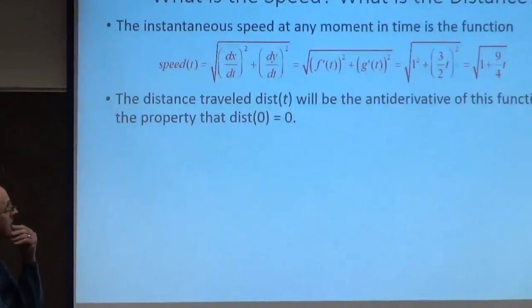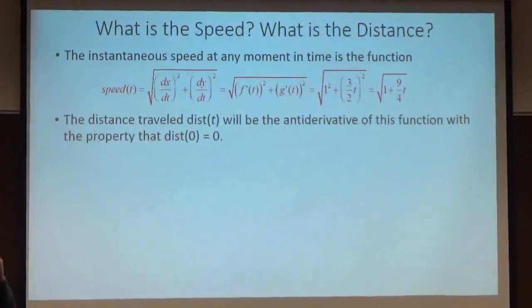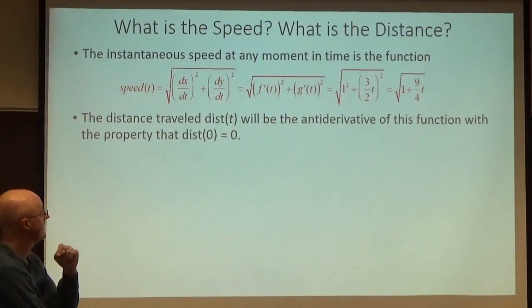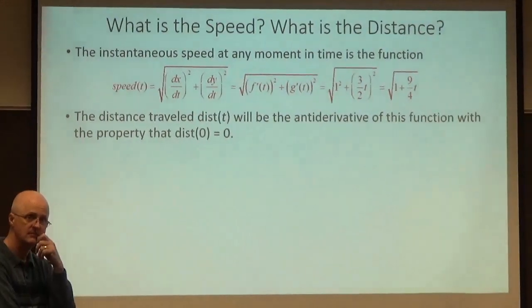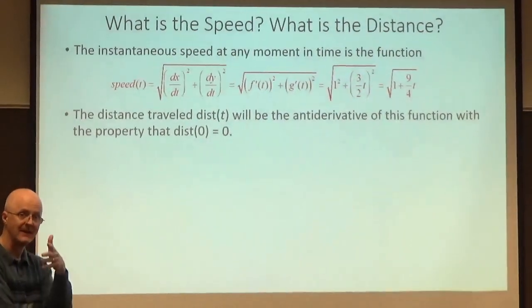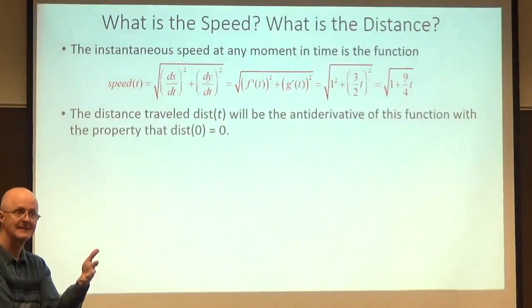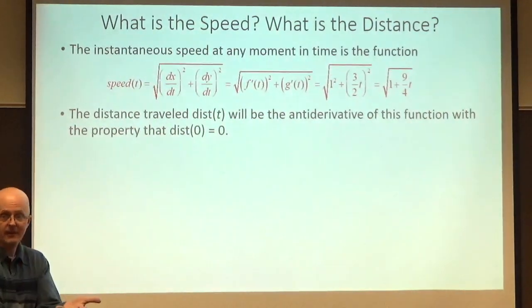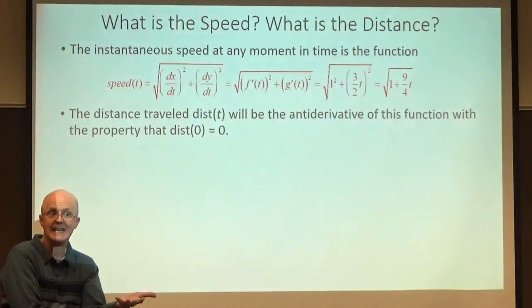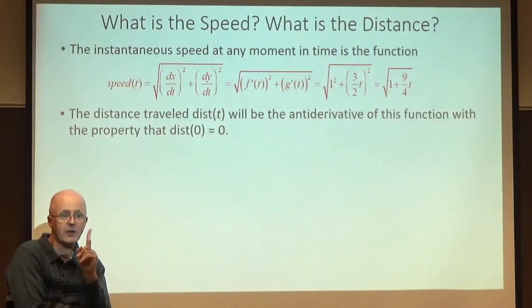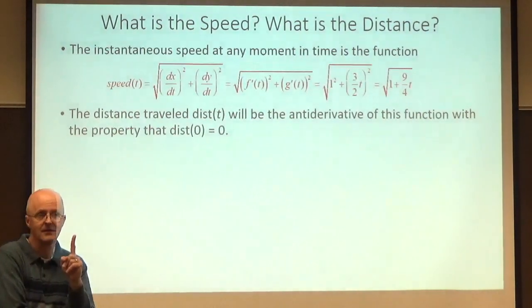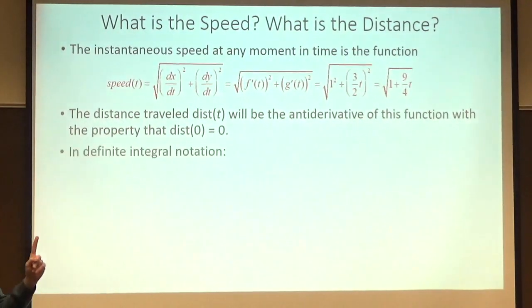The distance traveled will be the single unique antiderivative of this function that passes through the origin. Dist of 0 better be 0. At time 0, you haven't traveled any distance. Remember, there are infinitely many antiderivatives. Plus c can be arbitrary. We only want one particular one. Notationally, we use this definite integral.